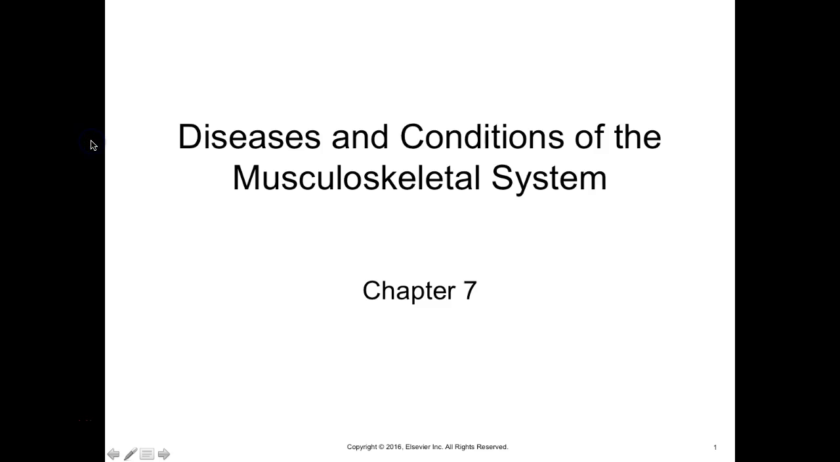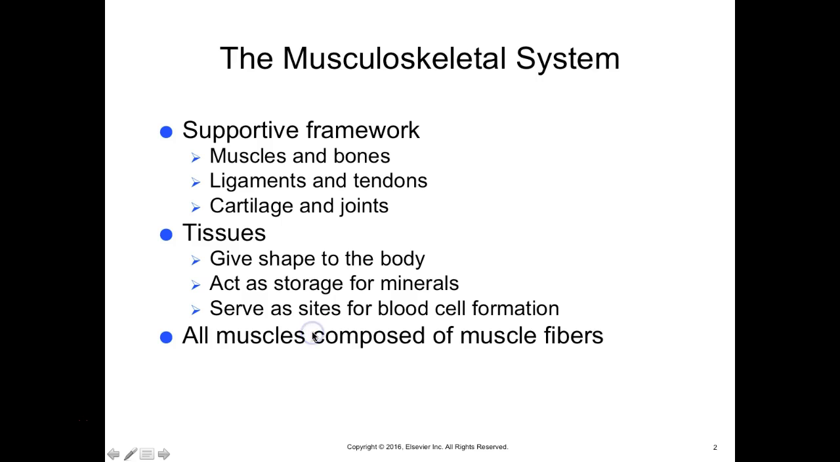All right, everybody, let's talk about diseases and conditions of the musculoskeletal system. So, Chapter 7. First thing, the musculoskeletal system, we have the supportive framework. So, we have the muscles and the bones. The bones are the structure, and the muscles aid in the movement of the bones.